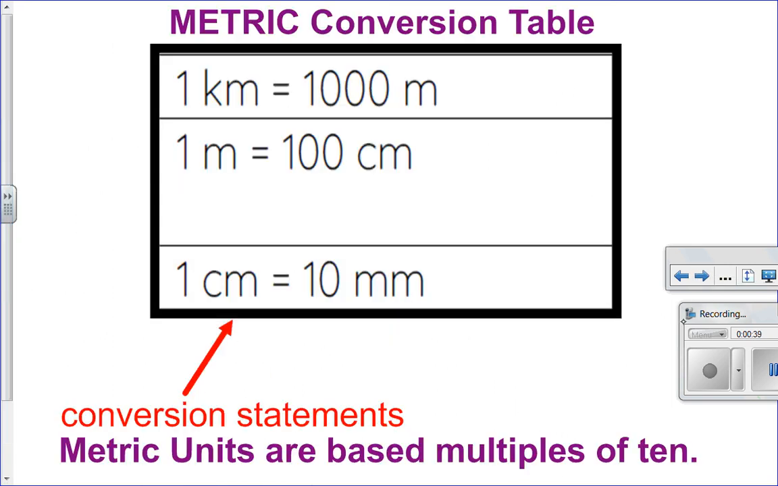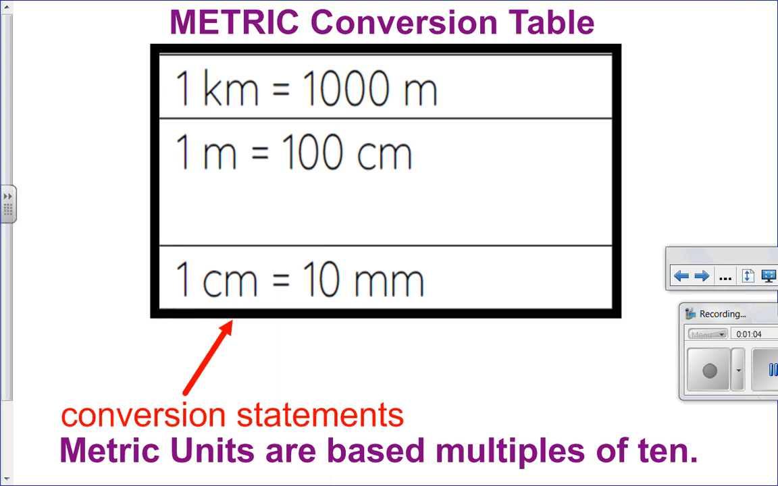Now, imperial units that we learned in the last video were based on reference. Metric units are based on multiples of 10. So everything is increasing by a factor of 10. Here's some of the most common metric conversions. 1 kilometer is 1,000 meters, 1 meter is 100 centimeters, and 1 centimeter is 10 millimeters.